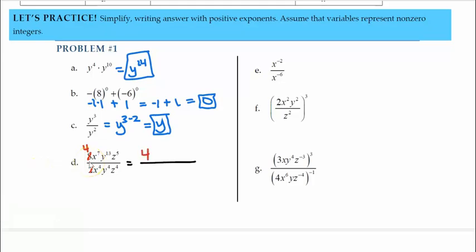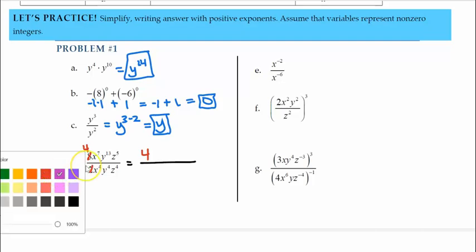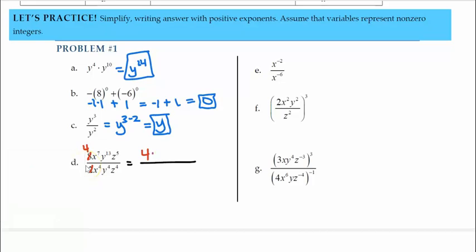Okay, but now let's look at our x's. All right, so I've got an x to the 7th and then a y to the 4th, an x to the 4th. And since they're connected by division, I'm going to subtract those exponents. So when I subtract those, 7 minus 4, I get 3, and again, that's on the top. X to the 3rd is on the top.